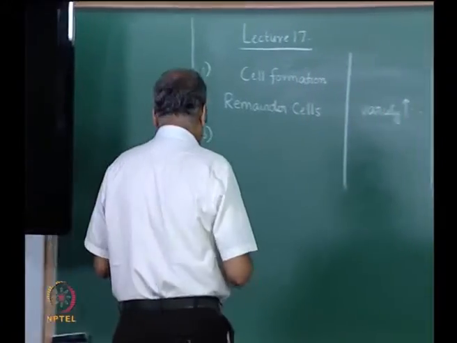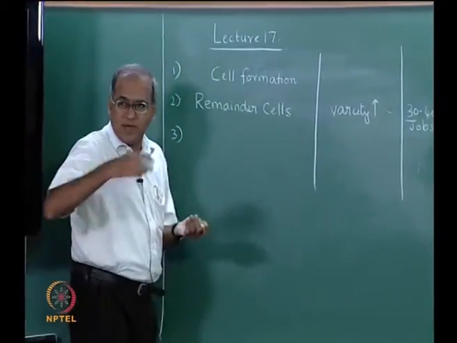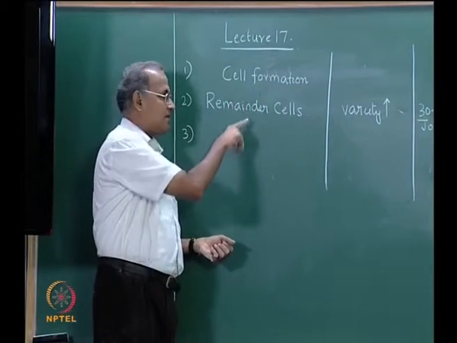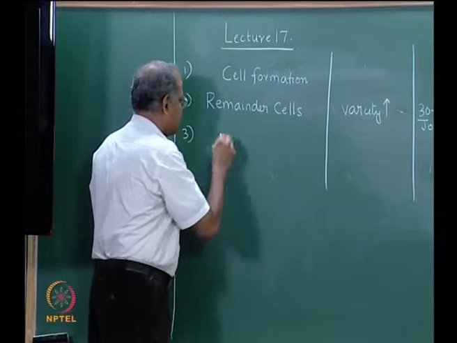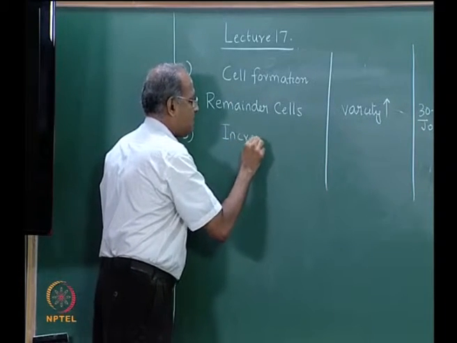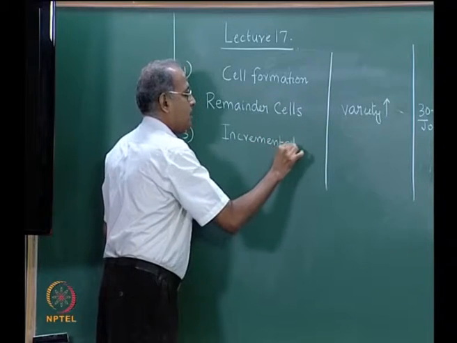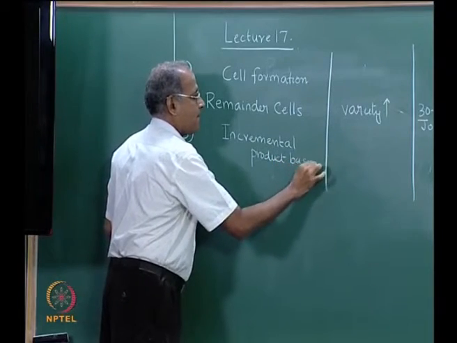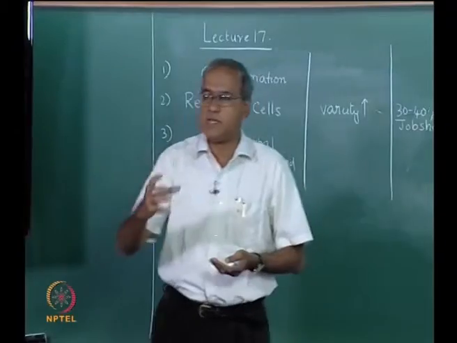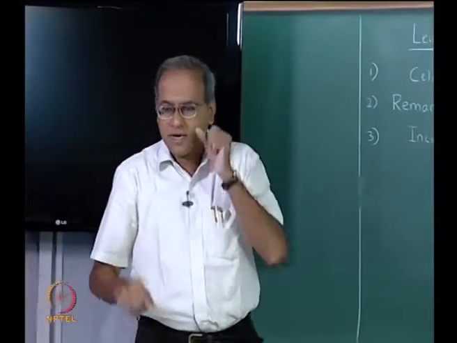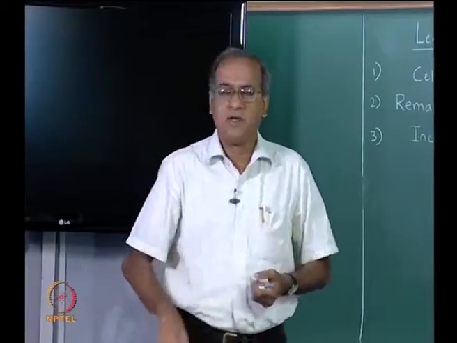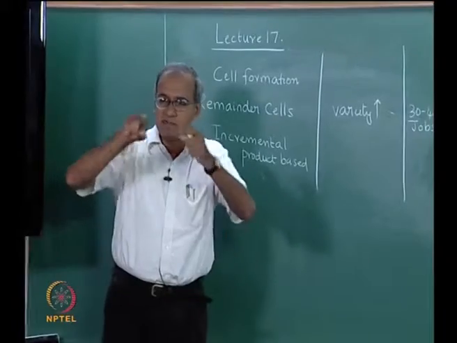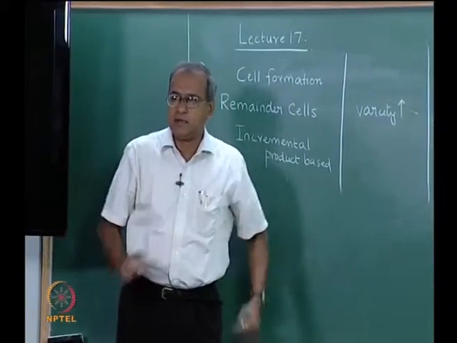So that is the idea of the remainder cell. Just to complete this, one is cell formation where all machines are put into cells, one is remainder cell formation, and the third we call incremental cell formation or product based cell formation. So here the cells are formed based on products themselves. A complete product is made within a cell, whereas here we talk of machines and parts, here we talk of parts belonging to a product and machines.